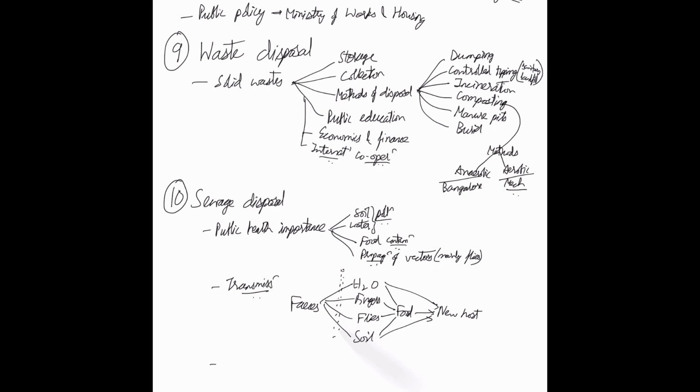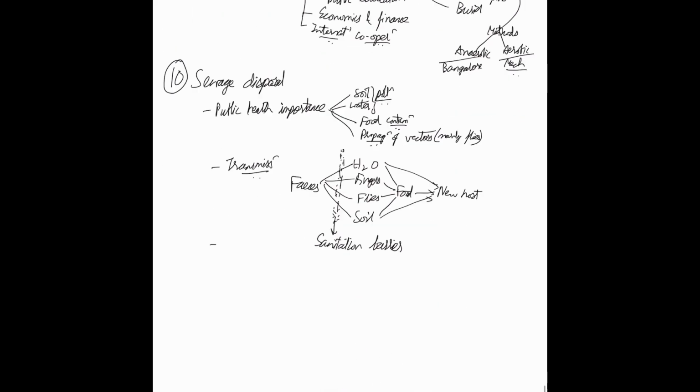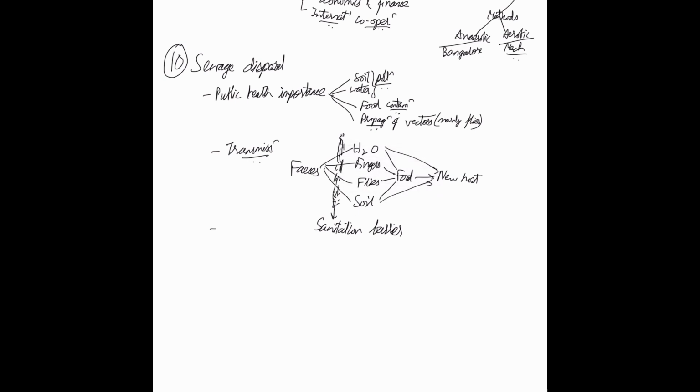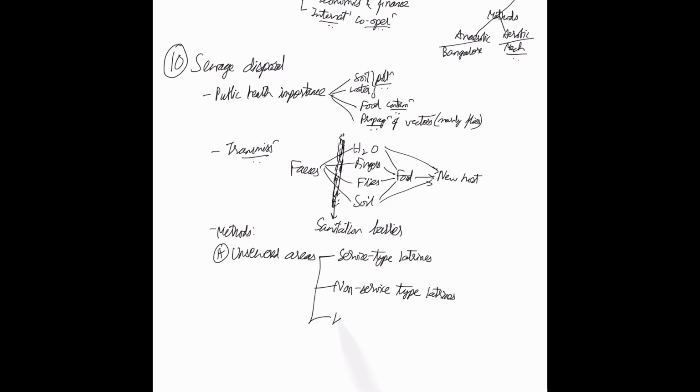So we need to know something called a sanitation barrier, which can be described in this diagram as follows. Ensuring an adequate sanitation barrier is vital in preventing transmission of various communicable diseases. So what are the methods of sewage disposal? Firstly, in unsewered areas, we have service type latrines, non-service type latrines, and latrines suitable for camps and temporary use.